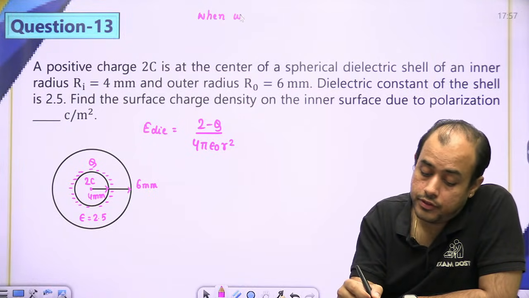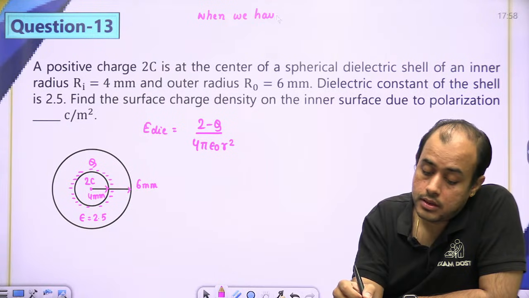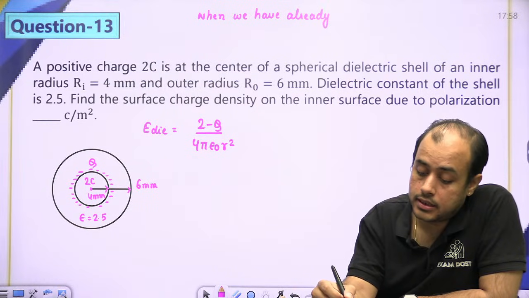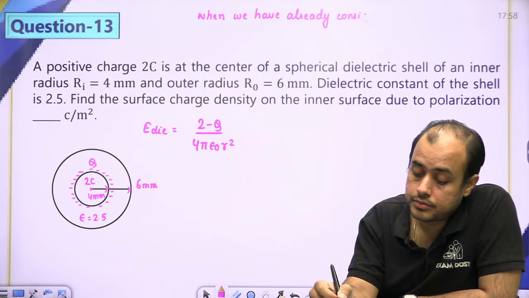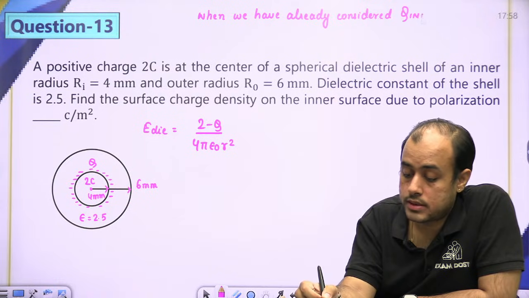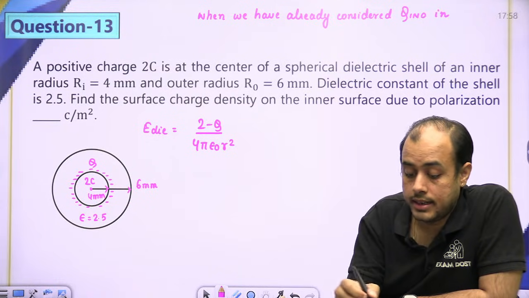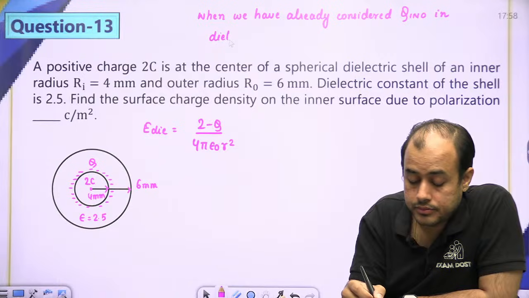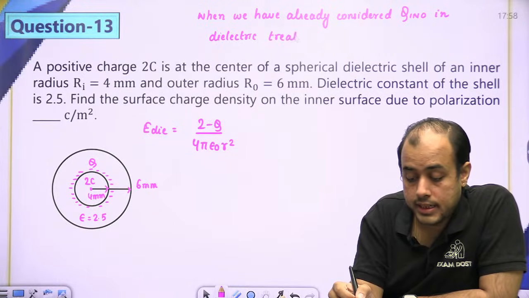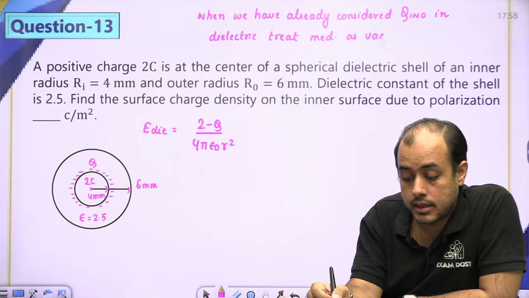When we have already considered Q induced in dielectric, treat medium as vacuum.